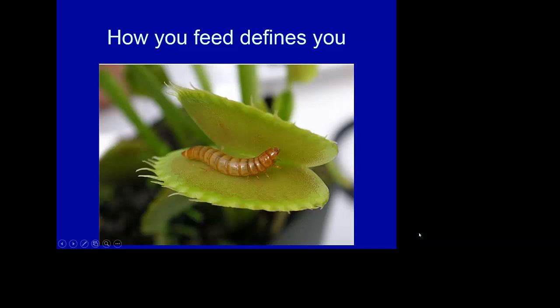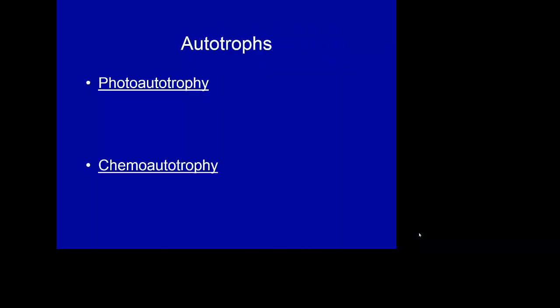In order to better understand animals and our tree of life in the coming lectures, we need to think about how animals feed. So when we look at autotrophs, auto is self. So we think about these as organisms that can make food for themselves, but we have options.